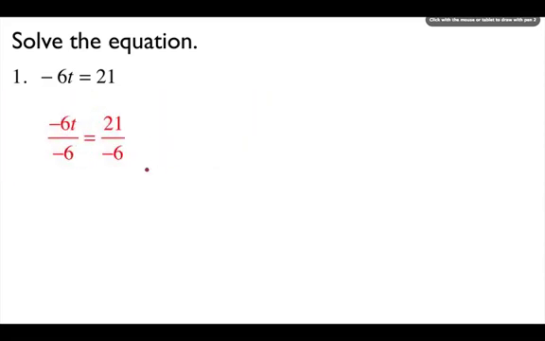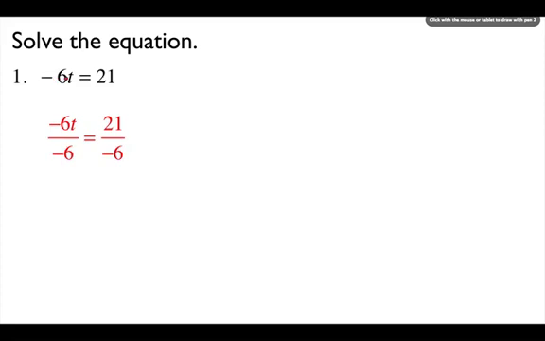So here are some practice problems. Just follow along, or if you want, pause the video and try some of these on your own and check your answer at the end. So here's number 1: negative 6t equals 21. I recognize that there's an operation here. More specifically, this is a multiplication. So what is the opposite of multiplication? Division.